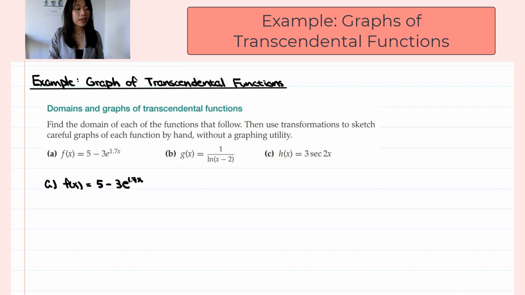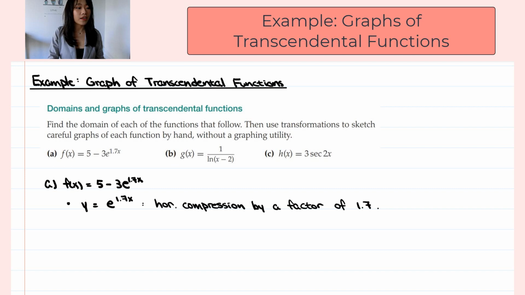So I see that in front of x, I have a scalar, 1.7. And when I multiply a constant to the x, that means I have a horizontal compression or expansion. It is greater than 1, that means I have a horizontal compression. So the first point, if y equals e to the power of 1.7 times x, that means I have a horizontal compression by a factor of 1.7.